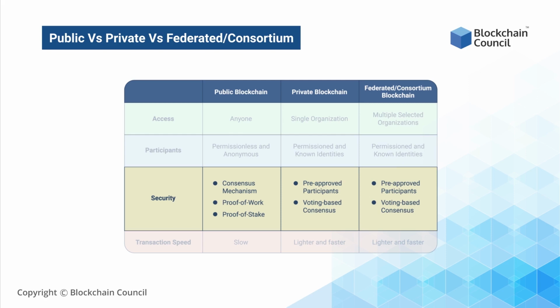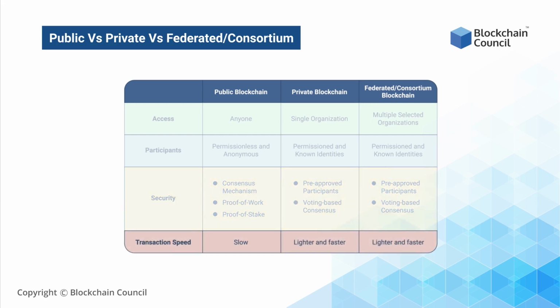If we talk about consensus, in public blockchain transaction validation, decision-making happens through a consensus algorithm such as proof of work or proof of stake. In private blockchain, and in federated and consortium blockchain, consensus is achieved through a voting or multi-party consensus algorithm. Last is transaction speed. The public blockchain is slow, whereas private and consortium blockchains are lighter and faster.